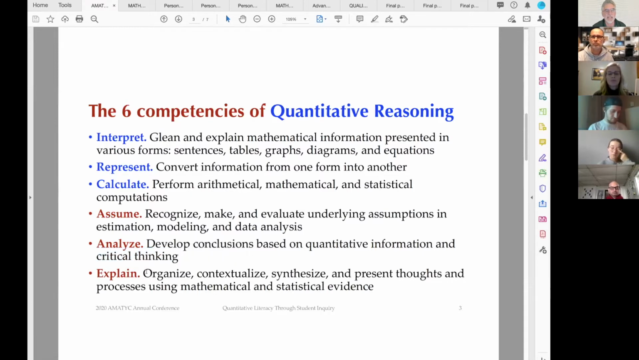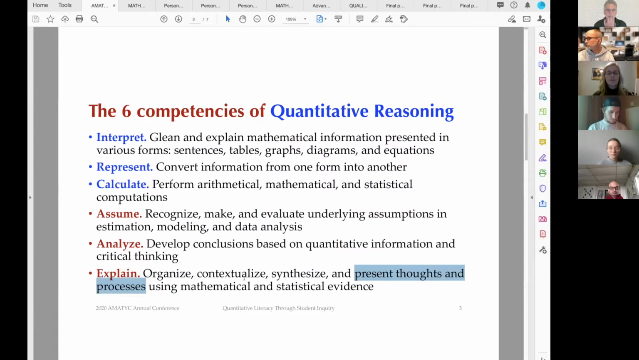And then the communication piece, if they're presenting reports and so on, then they have to organize and contextualize and synthesize and present their thoughts and processes. And they have to do it using mathematical and statistical evidence. So this is what the course is about.